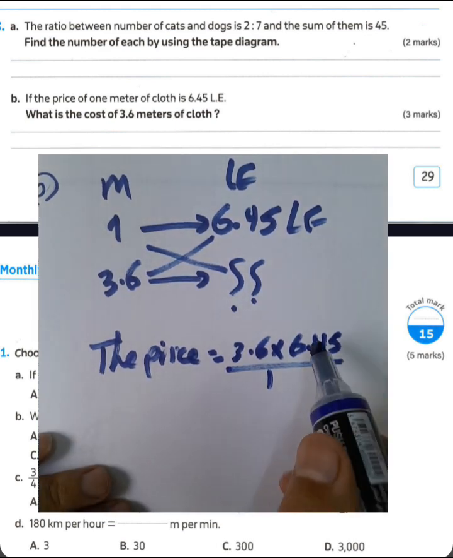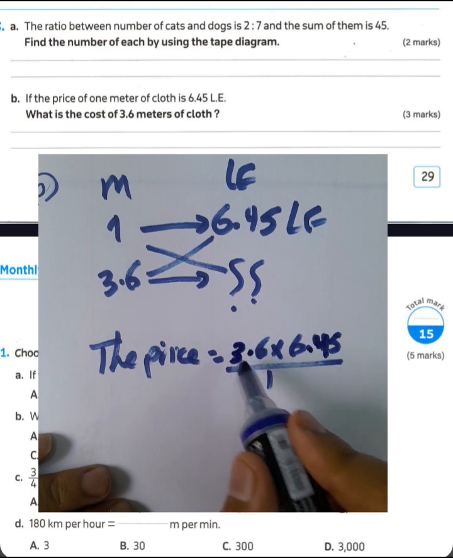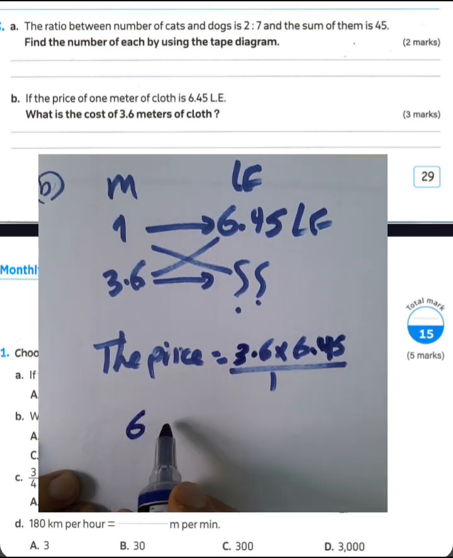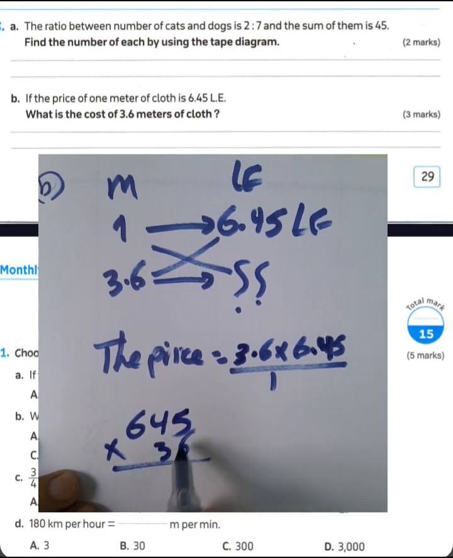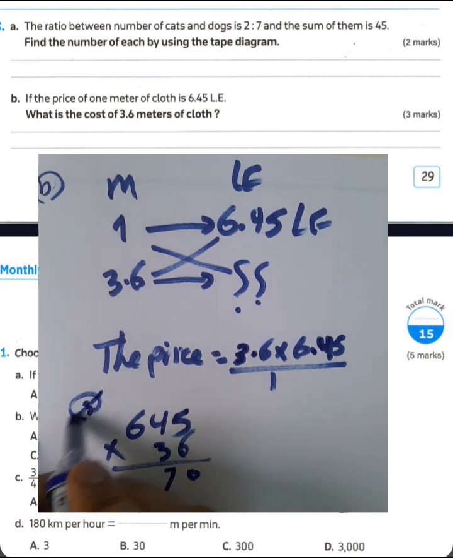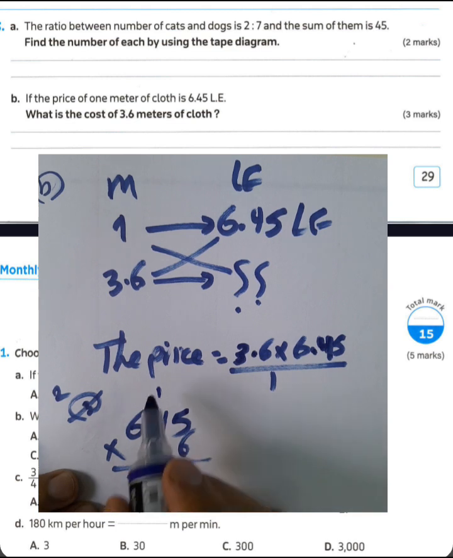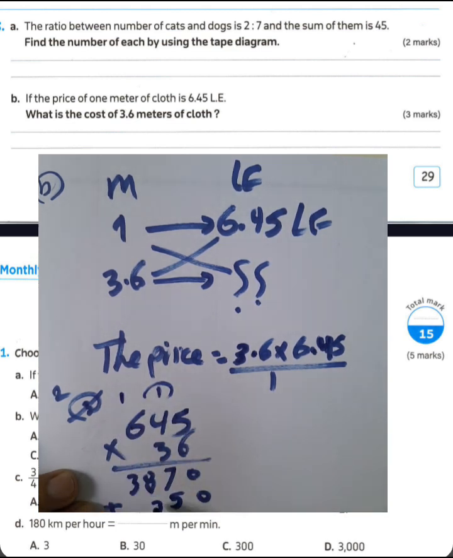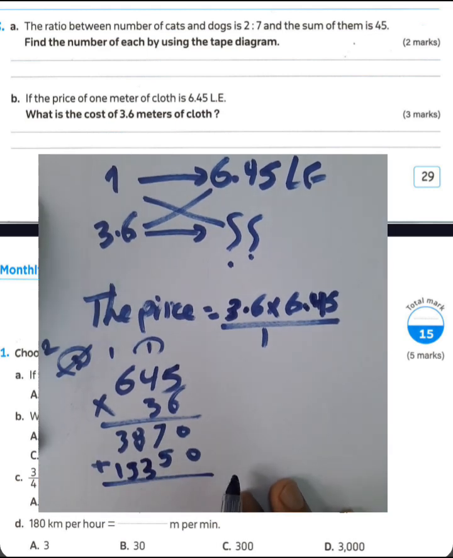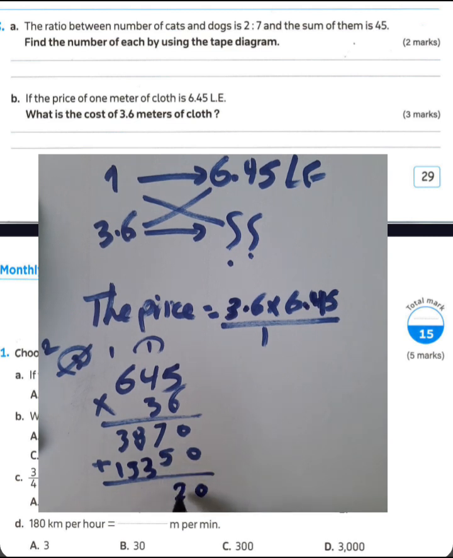You can write the point after 3 places. Here write 645 times 36. 5 times 6 equals 30, write 0 and carry 3. 4 times 6 equals 24, plus 3 equals 27, write 7 and carry 2. 6 times 6, 36, plus 2 equals 38, write it. Then 3 times 5 equals 15, write 5 and carry 1. 3 times 4 equals 12, plus 1 equals 13, write 3 and carry 1. 3 times 6 equals 18, plus 1 equals 19. Then add them: 0 plus 0, 0. 7 plus 5, 12, write 2 and carry 1. 9 plus 3 equals 12, write 2 and carry 1. 4 plus 9 equals 13, write 3 and carry 1. 1 plus 1 equals 2.